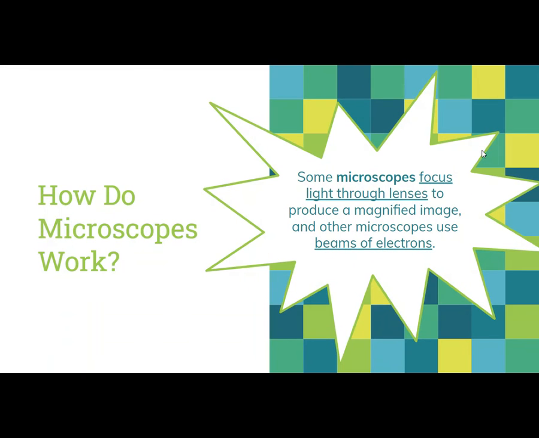Okay, so the cell theory could not have been developed without microscopes. Some microscopes focus light through lenses to produce a magnified image, and other microscopes use beams of electrons. Both light microscopes and electron microscopes do the same job in different ways. For a microscope to be useful, it must combine two important properties: magnification and resolution.